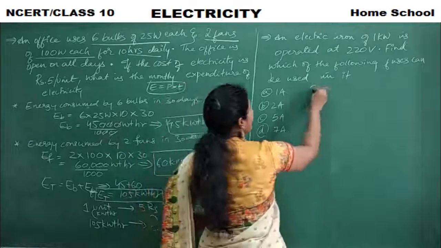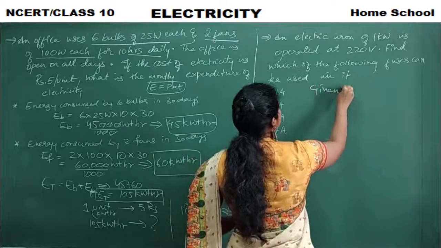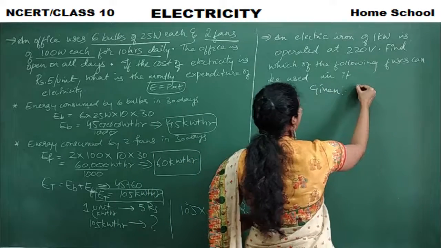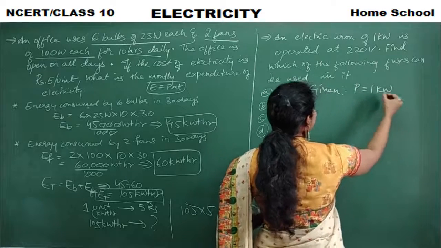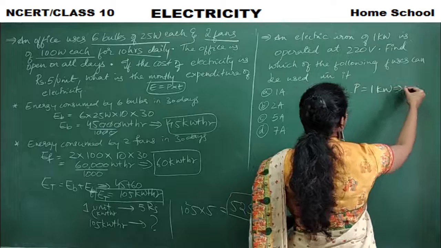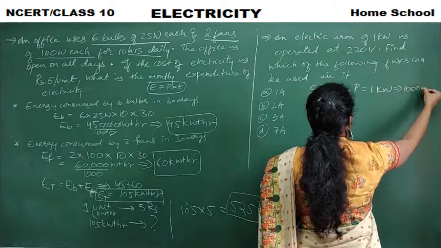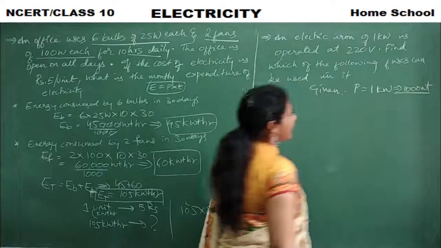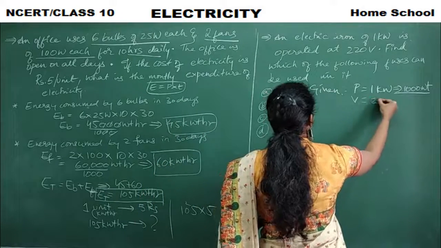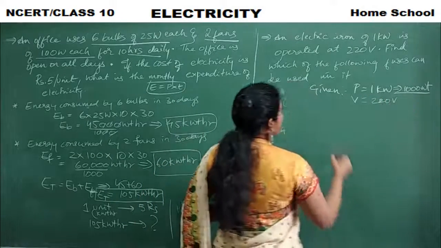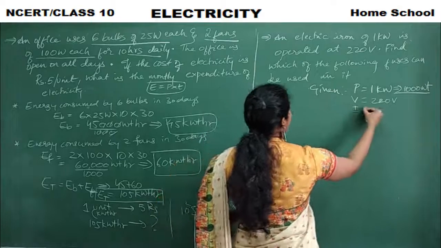What is given here? Power is given. Power is 1 kilowatt. Convert it into watts. Kilo in the sense what? 1000. That means 1000 watt. 1 kilowatt in the sense 1000 watt. Voltage is given, 220 volts. So now what you have to find out? I, you should find out.